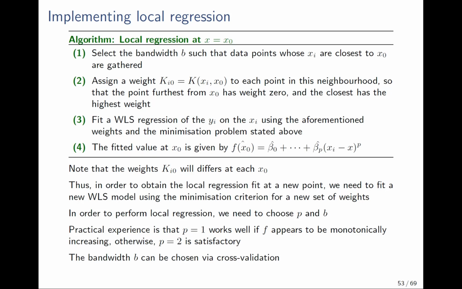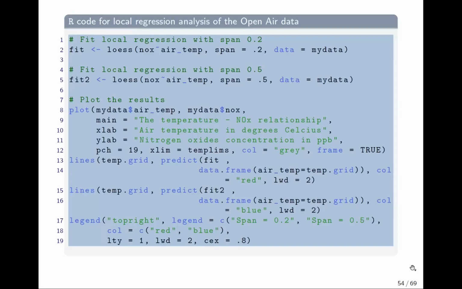In order to perform local regression, we need to choose p, that is the degree, and we need to choose b, that is the bandwidth. Practical experience says that p equals 1 works well if f appears to be monotonically increasing, and otherwise p equals 2 is usually satisfactory. And if you want an automatic process to choose bandwidth, you can use cross-validation. So this is quite a quick part of the lecture. There's nothing that we need to really look into in depth regarding local regression.